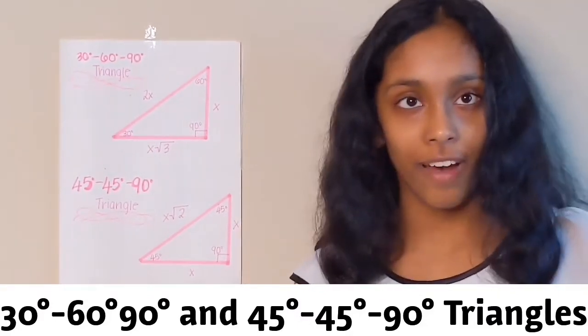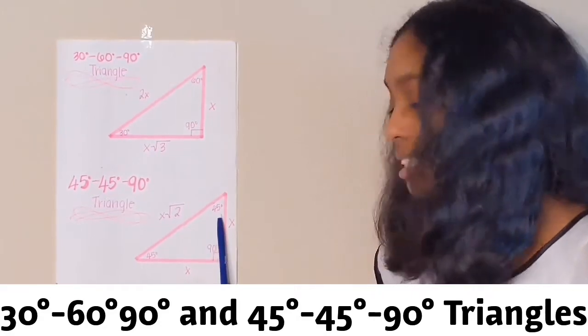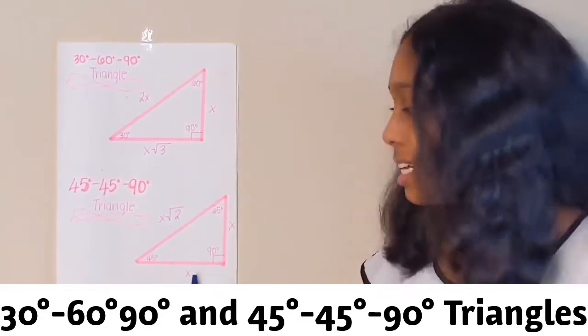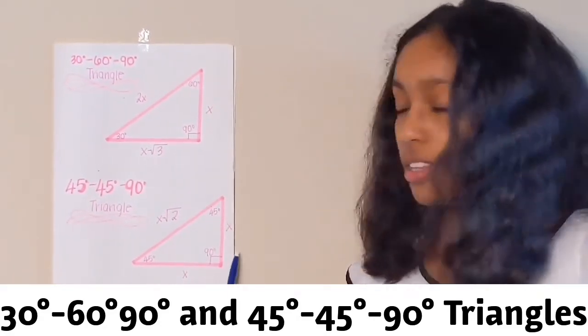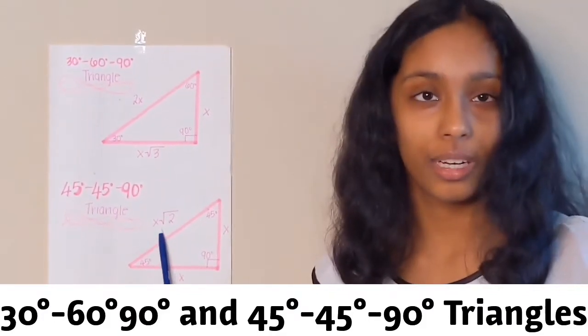Now the 45-45-90 degree triangle. The opposite side of the 45 degrees is x. The opposite side of the 90 degrees is x times square root of 2.